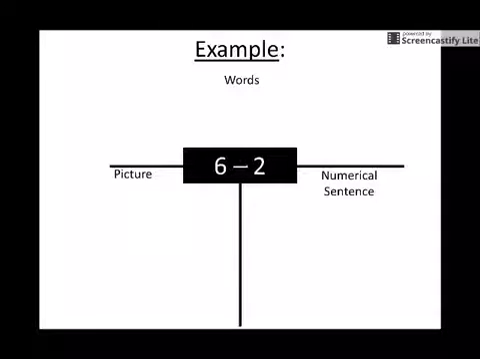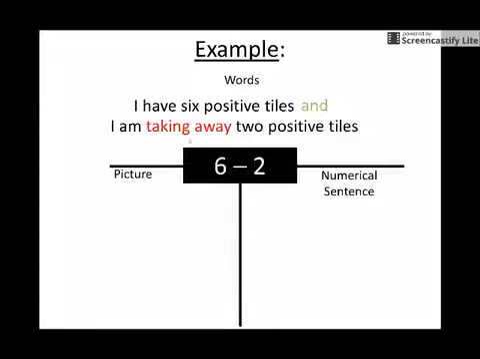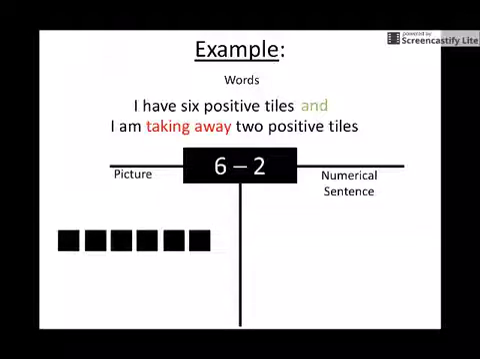So let's take a look at an example. Here we have a problem of 6 minus 2. Well, first we want to write this down in words. I have 6 positive tiles, and then I am taking away 2 positive tiles. So what does that look like in a drawing? Well, first I need 6 positive tiles. And then I'm going to take away 2 positive tiles. 1, 2. Of course, I'm going to see what's left over. I'm left with 1, 2, 3, 4 positives. So as we know, 6 minus 2 equals 4. Pause the video and copy this down.